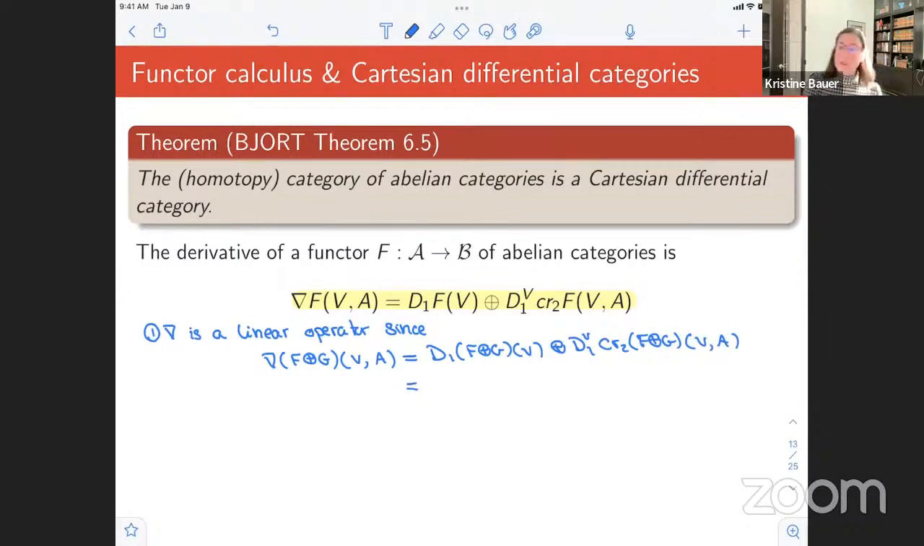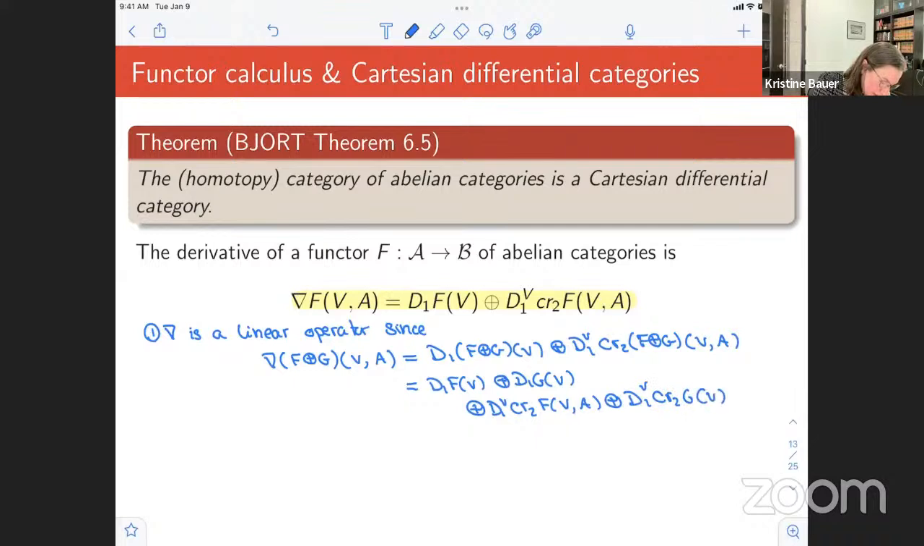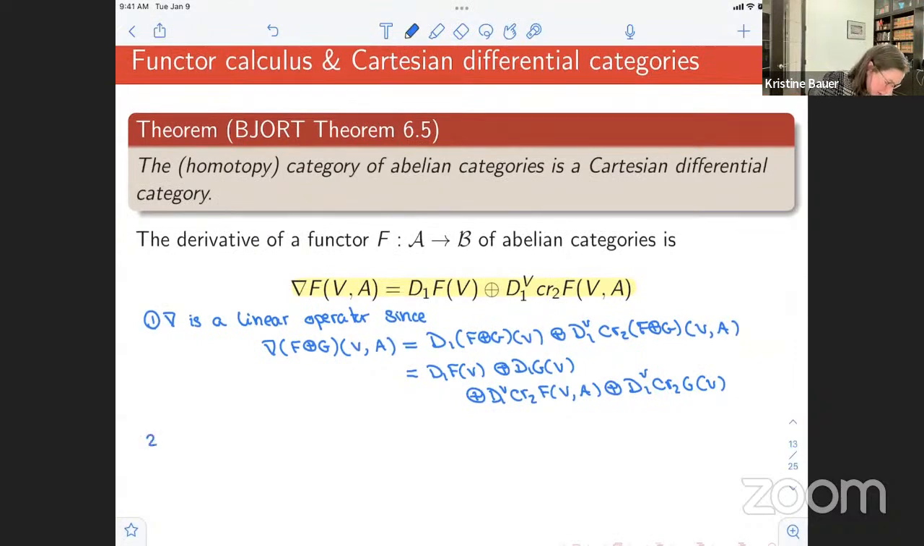Okay, so both the linearization D1 and the cross effect preserve direct sums. So this is the same thing as D1 f of v plus D1 g of v plus D1 cr2 f of v, a plus D1 cr2 g of v, a, because of the two properties that I said. The cross effects preserve direct sums and the linearization preserves direct sums. All right, so let's look at the second rule. So nabla f of blank, a is supposed to be linear. So this should be additive and reduced in the v variable.